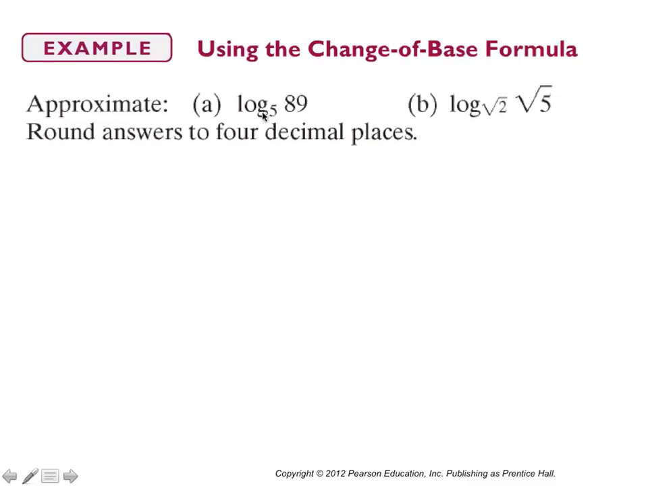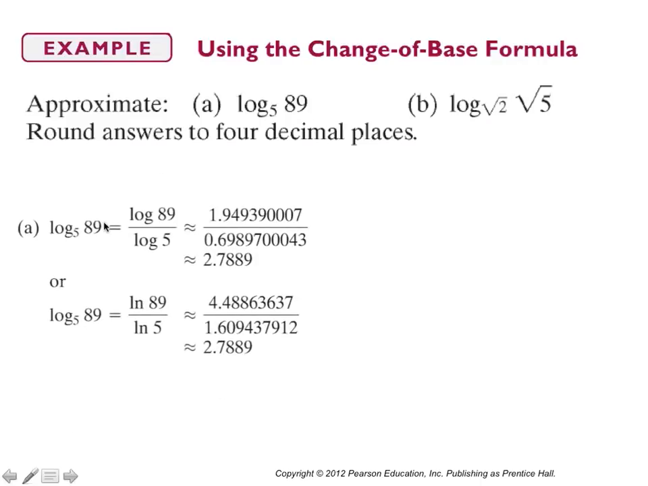So let's take a look at this here. Let's say we have log base 5 of 89. All we have to do for that one is take log of 89 and divide it by log of 5. So you take log of the number that's right here and divide it by log of your base. And if you do this in your calculator, you get 2.7889. Or alternatively, you can use ln. So you could do ln of 89 and ln of 5, and you would get the same solution right here.